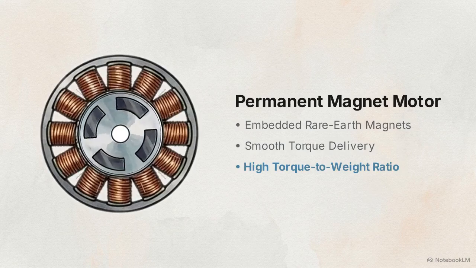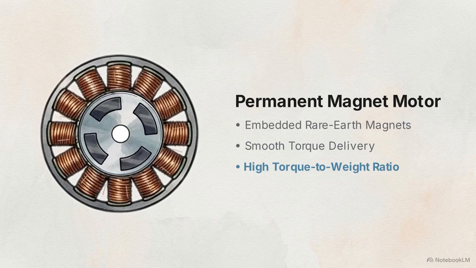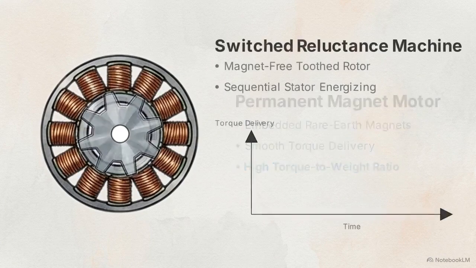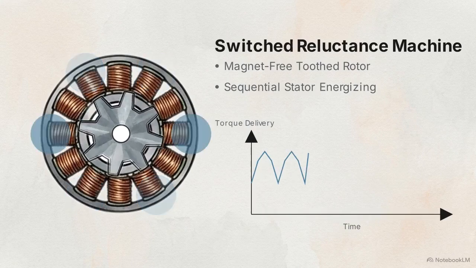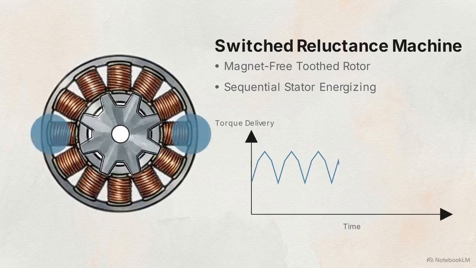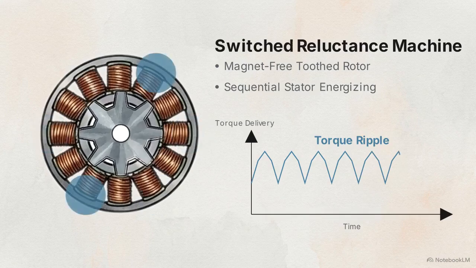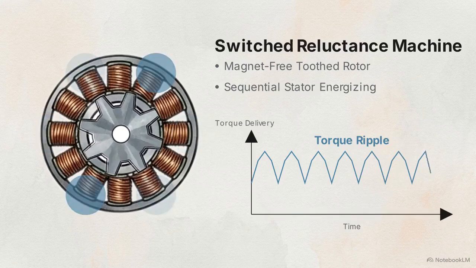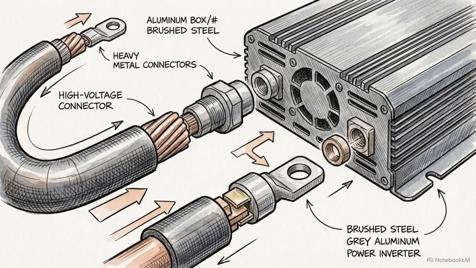This cross-section shows a permanent magnet motor. By embedding magnets directly into the rotor, surrounded by stator coils, it achieves a high torque-to-weight ratio suitable for most high-performance EVs. A switched reluctance machine uses a magnet-free, toothed steel rotor, rotating as stator coils are sequentially energized. While avoiding rare earth materials, the transition between poles generates jagged torque delivery, requiring complex control to minimize ripple. These AC machines must interface with the vehicle's primary DC energy source.